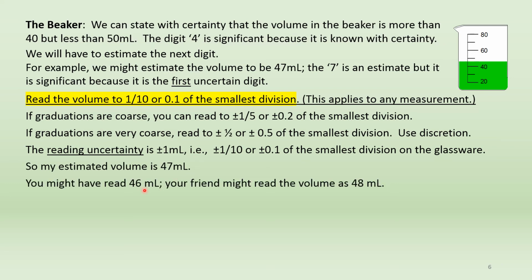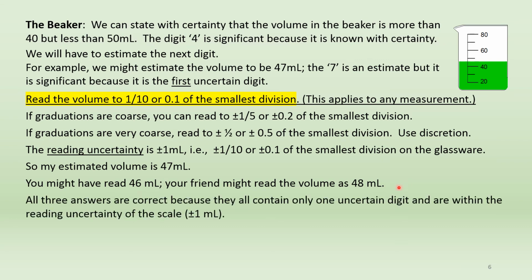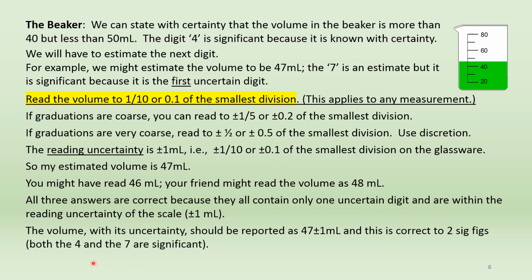You might have read 46. Your friend might have read 48. All three of these are correct. They all contain one uncertain digit, the 8 or the 7 or the 6, and they all are within the reading uncertainty of the scale of plus or minus 1 milliliter. So the volume with its uncertainty should be reported as follows. You would say 47 plus or minus 1 mil. And this would be correct to 2 sig figs because both the 4 and the 7 are significant.